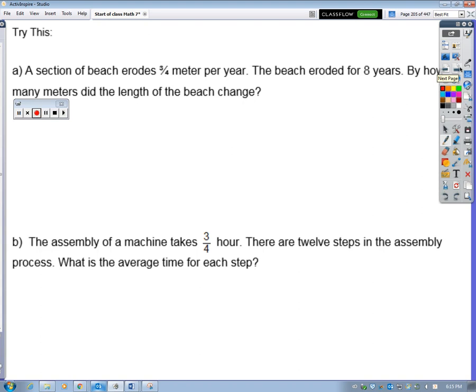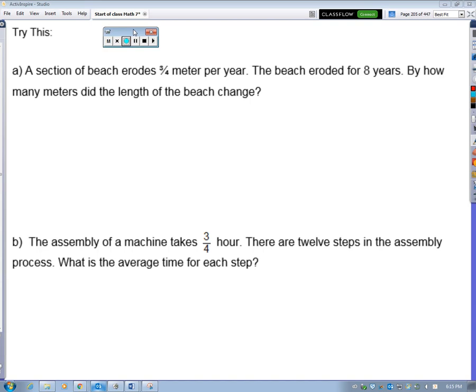Alright, we worked out some examples. Now I got 2 try this problems for you guys. Try these 2 out, see if you can figure out which one is a division problem, which one is a multiplying problem. Hit pause when you're done working it out. Hit play again and we'll see what you get for some answers.